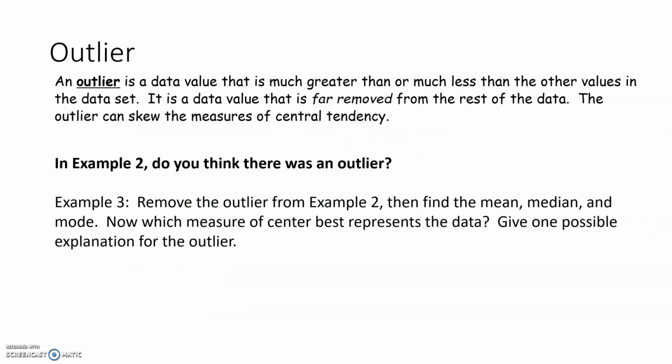A last thing we're going to talk about today is our outlier. So the outlier is a data value that is much greater or much less than the other values in the data set. It is the data value that is far removed, so something that doesn't look like it fits. Okay, it can skew the data very much in our measures of central tendency. So that's the mean, median, and mode.